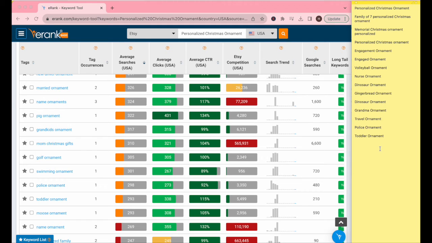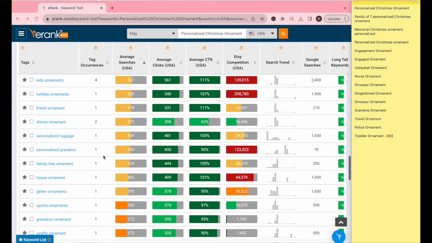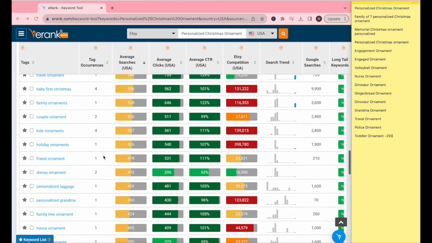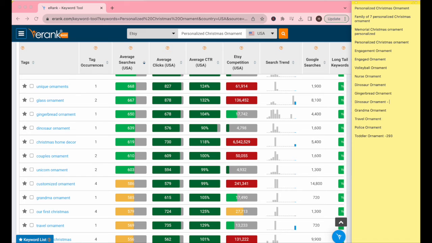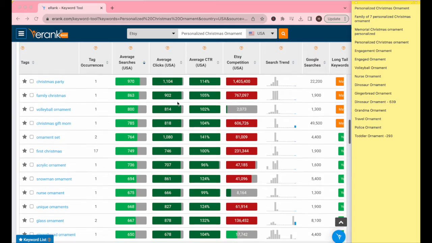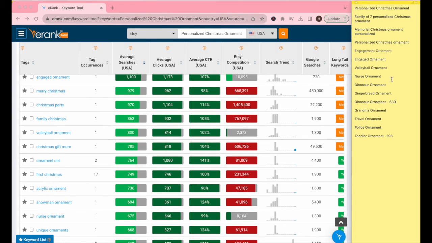And if you want to, sometimes I also like to note the search volume out beside them. So like the toddler here is going to be 293, and you can do this more efficiently in a spreadsheet. But then if we go up here and find, okay, like the dinosaur ornament was 639. Let's go up a little bit more. Okay, volleyball ornament was 800. So personally, I would start with some of these, like the volleyball ornament. The volleyball ornament is in a really great spot. So that's one I would do.